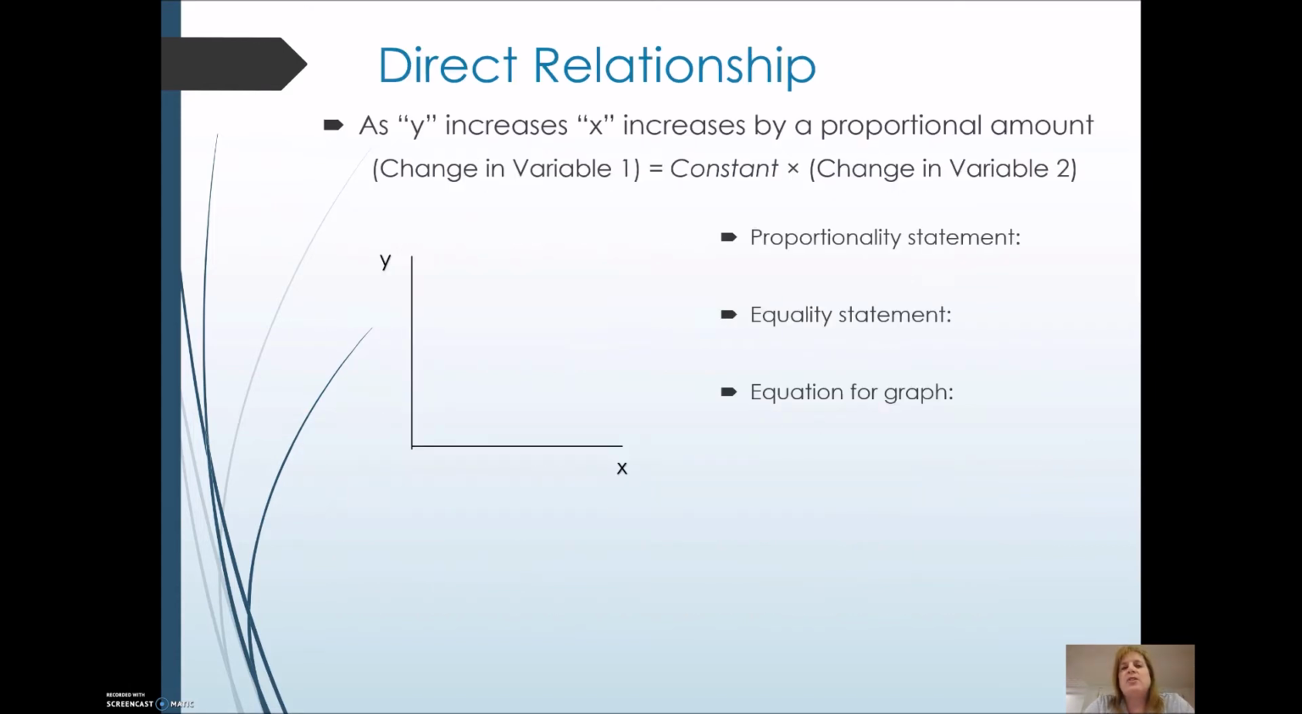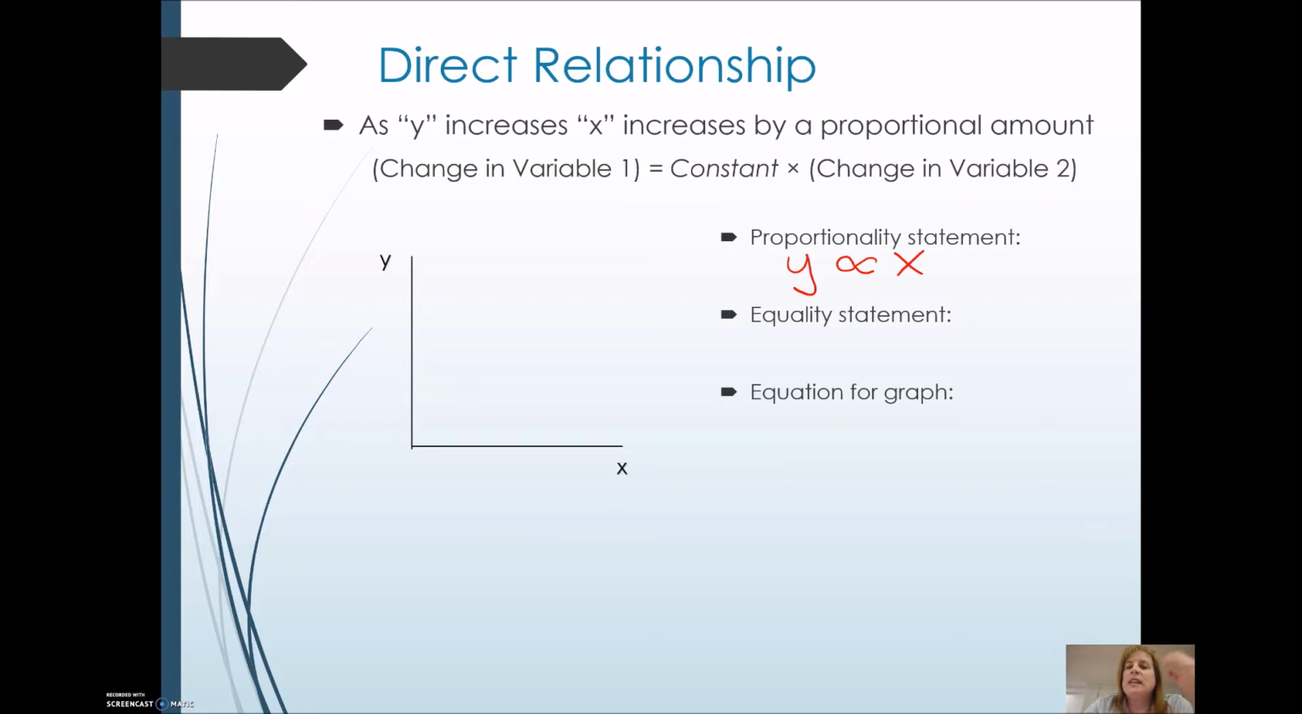Now, the easiest relationship is the direct relationship. The direct relationship simply says that as y increases, so does x by a proportional amount. So our change in variable 1, whatever is on our y-axis, is equal to some constant times the change in whatever we've graphed on our x-axis. So we say that this is a direct relationship, and from a proportional standpoint, we say that y is directly proportional to x. This is a proportional sign. It's sort of like an infinity sign or an extended alpha looking, but that's a proportional sign. So that means as y goes up, so does x.